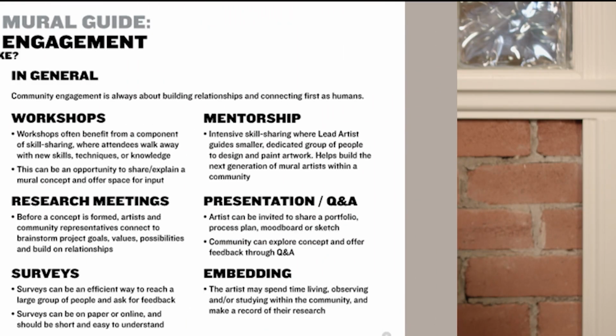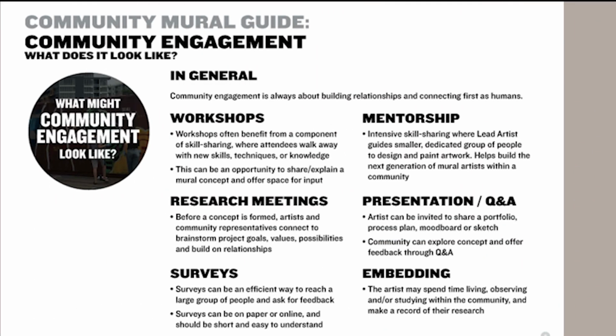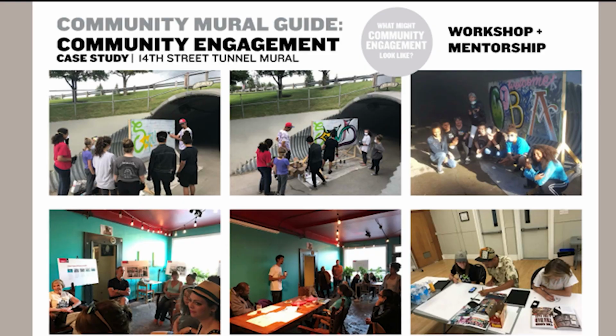AJ also talks about many different ways that you can consider doing engagement as a part of your artistic process. So maybe his ideas can give you some. He talks about workshops, meetings, surveys, mentorship, presentations and Q&A opportunities, as well as embedding in the community. So actually just the artist being present in order to witness the community that they're serving through their art. He has some examples of projects that he's done where you can actually see how he engaged the community. And this is a wonderful way of showcasing the process.